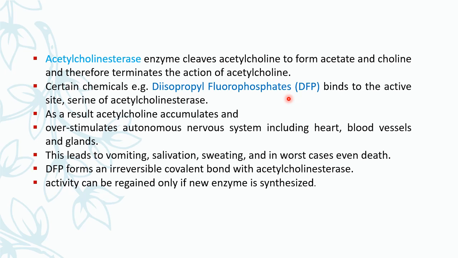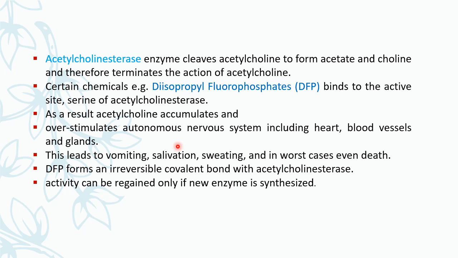Okay. Now as a result, what happened? Acetylcholine esterase is inhibited. That means acetylcholine cannot be broken down to acetate and choline. So acetylcholine as a whole is accumulated, increasing the amount of acetylcholine, and that is why overstimulation of the autonomic nervous system occurs. Acetylcholine is the mediator of stimulation for the autonomic nervous system.